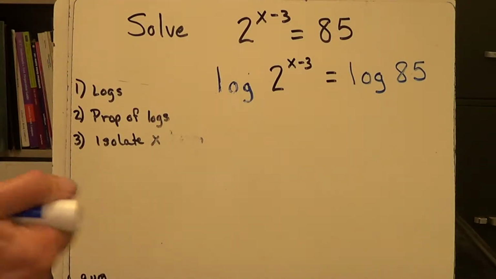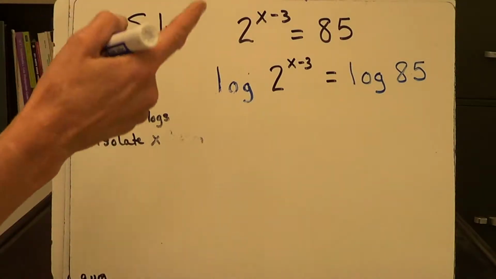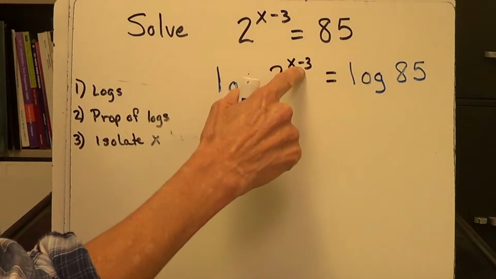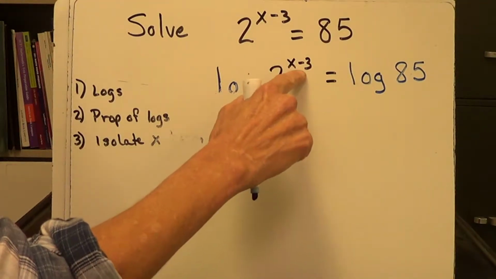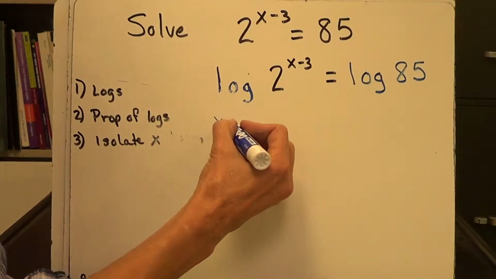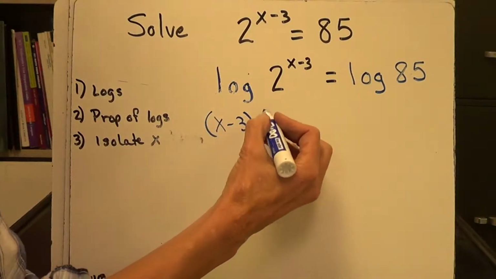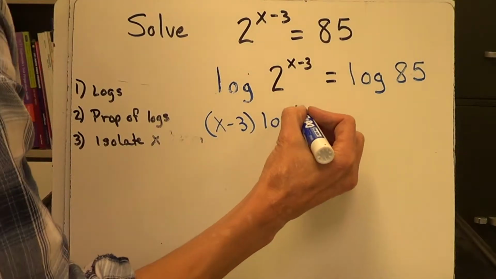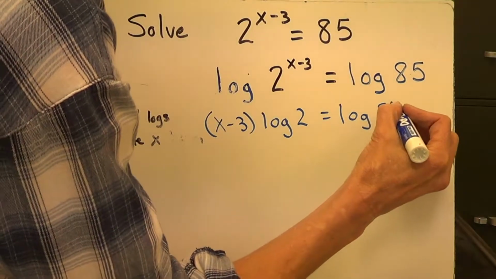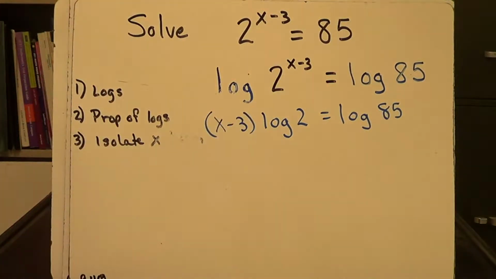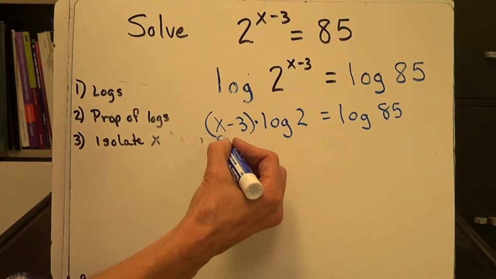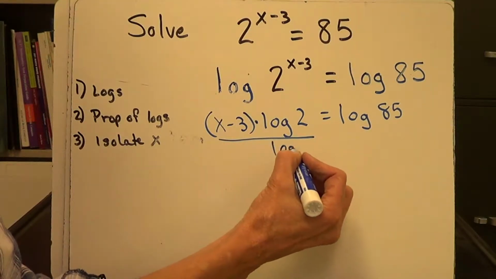Now you've got log of 2 to the x minus 3. Now we go to the property of logs. When we have this exponent, we can bring it out front. That was our power property. So (x minus 3) log 2 equals log 85. Now we're trying to get this x term alone. It's being multiplied, so going up our PEMDAS, we would divide by log 2.